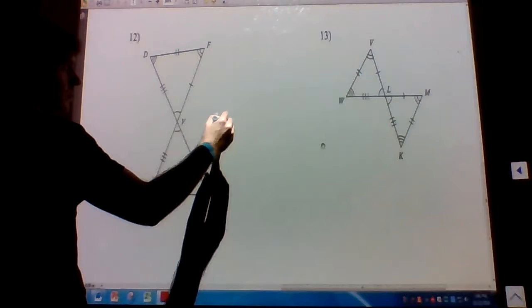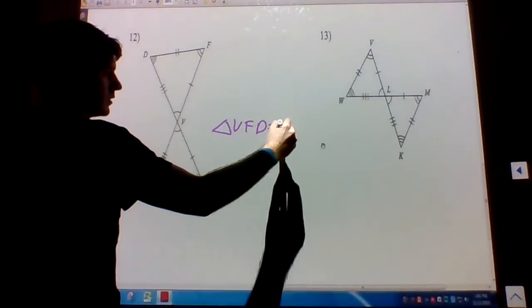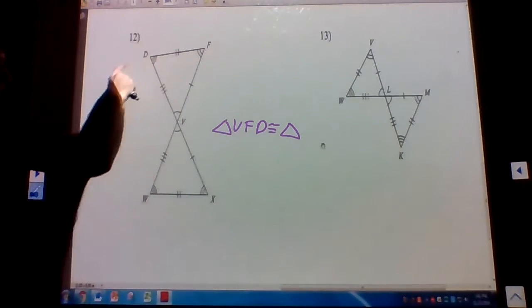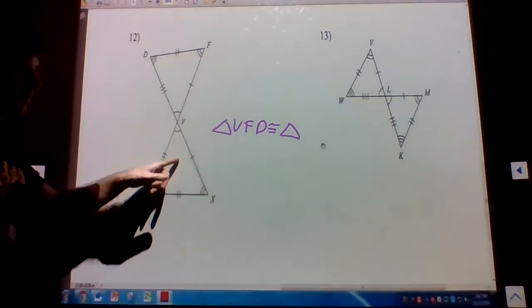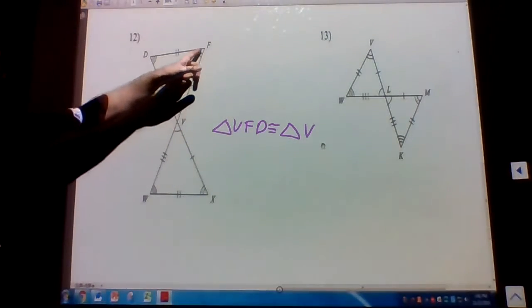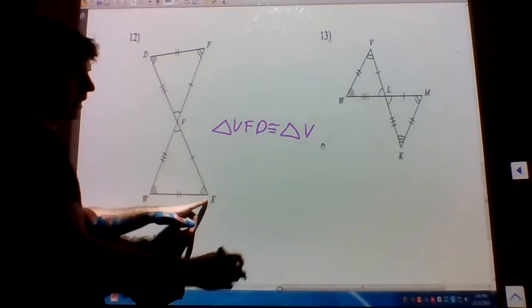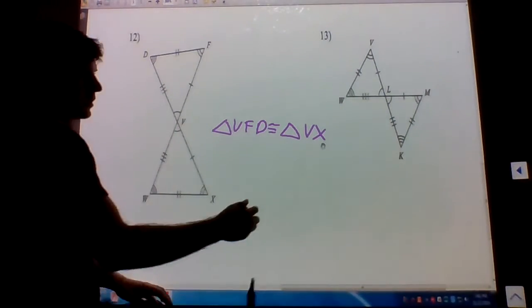Okay, I'm going to name the top one triangle VFD. Okay, so VFD. So V in the top triangle has 1 arc, so it's going to correspond with V in the other triangle because that has 1 arc. F has 2 arcs, so that's going to correspond with X. And then D has 3 arcs, so that's going to correspond with W.